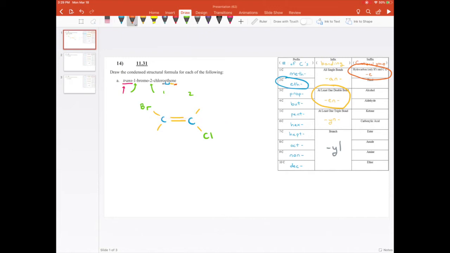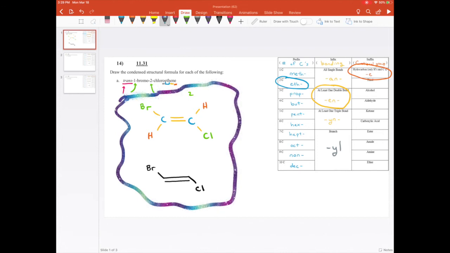So once we have those branches in, we can just fill in the rest with hydrogens, and that would be our molecule. Now that's the Lewis structure. You could also draw the skeletal structure like this, with the bromine going up, and the chlorine going down, and the hydrogens are implied. So these are both valid structures for trans-1-bromo-2-chloroethene.